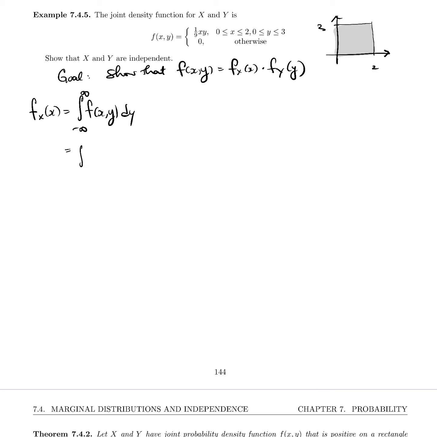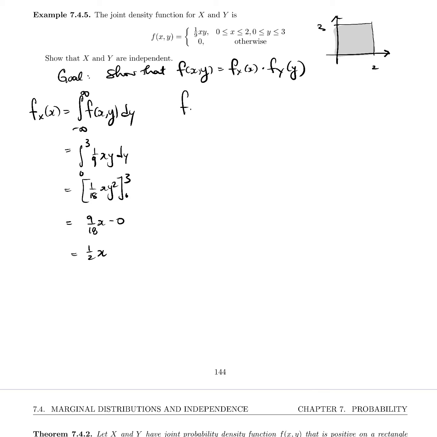So because of Fubini's theorem, we don't need to mess around with bounds that have variables in them. And so we are going to integrate from 0 to 3 of 1/9 xy dy. So I have 1/18th xy squared from 0 to 3, which gives me 9/18 x minus 0, or just 1/2 x. So there is the marginal density function of x.